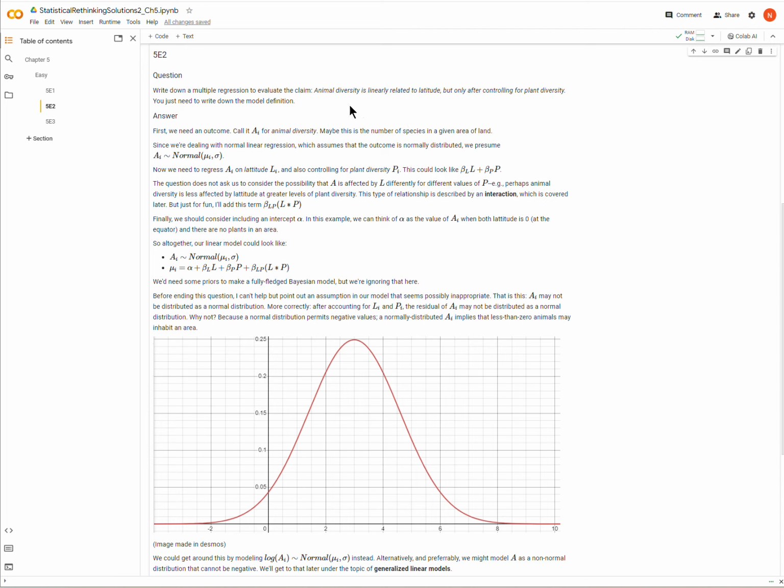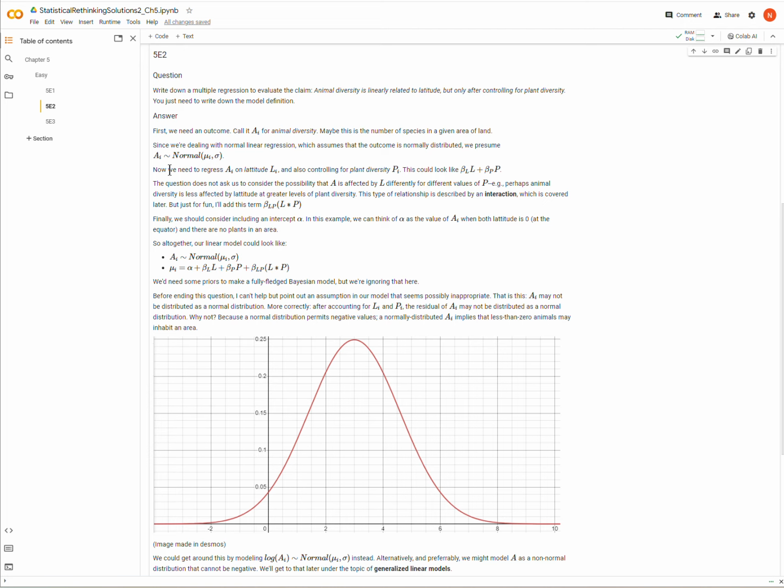So let's start trying to write this, okay? First we need an outcome, all right? We're going to use A for animal diversity. I'm going to think of this as the number of species in a given area of land. That's what I'm calling animal diversity. And all that we know about at this point in the book is normal linear regression, okay? So that means we're going to assume that A, animal diversity, is normally distributed with a mean mu and standard deviation sigma.